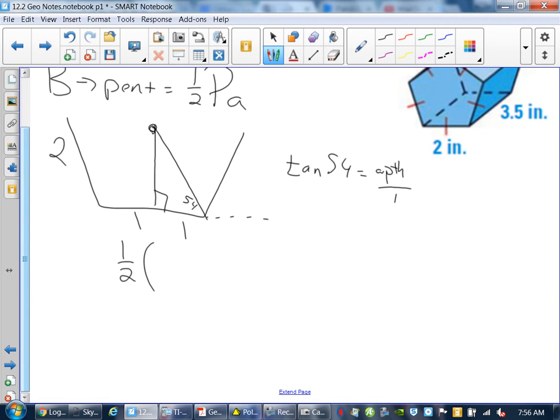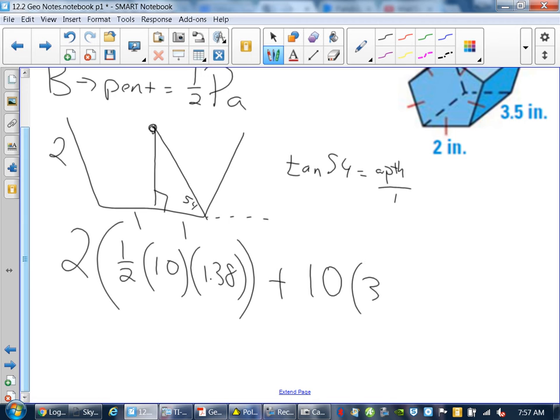1/2 perimeter. 5 sides of 2 is 10. Apothem was 1.38, I believe. So that would be the area of my base. So I've already written that out, so I just start putting the rest of it together. Times 2, plus the perimeter of the base again, times how far apart they are. Because we know the perimeter is 10, you have 5 sides of 2, and the diagram tells you they're 3.5 apart, so it's just piecemealing together.